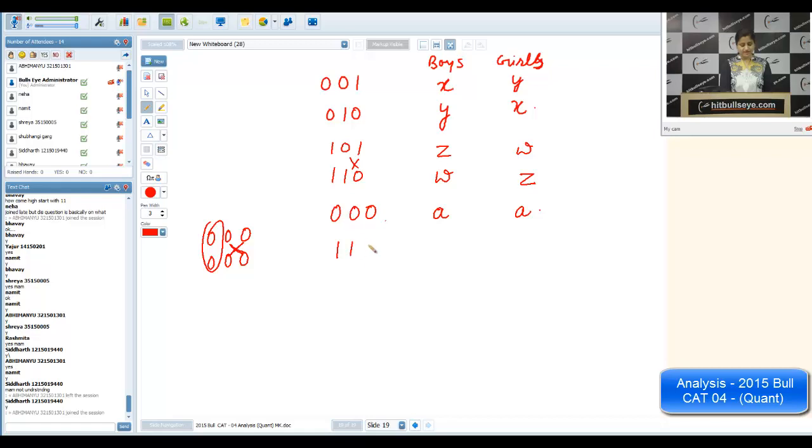Now I'm taking again 111. That will be the same thing BB with the same logic. See, six things are done. Now we are left with this thing. 101 and 011. If I take 101, you can compare that 101 with that I have taken, I think 101. 001 is done, 010 is done. Then we are left with 100.